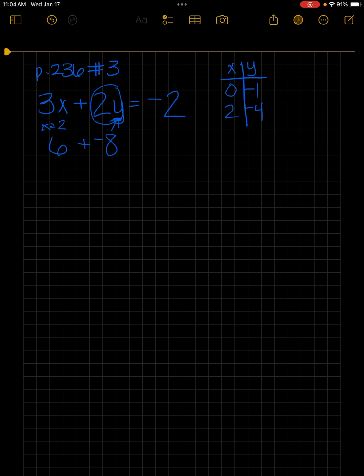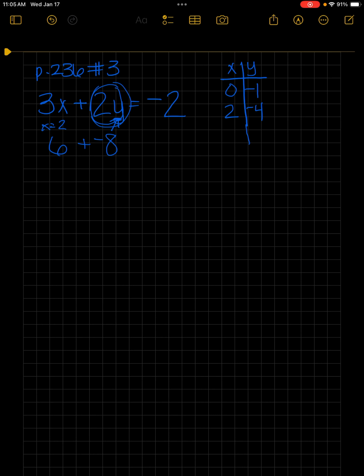Okay, so I'm just making some points so I can graph this. Notice I did not choose 1 for x because that would make it an odd number, and then this would be too hard to make it an even number. So instead I pick even numbers. Okay, so I could do that the other way also.